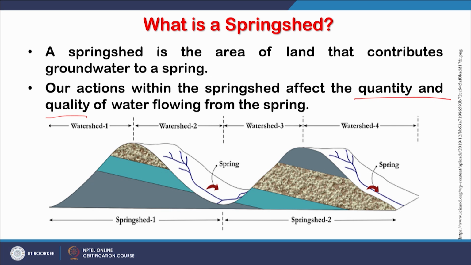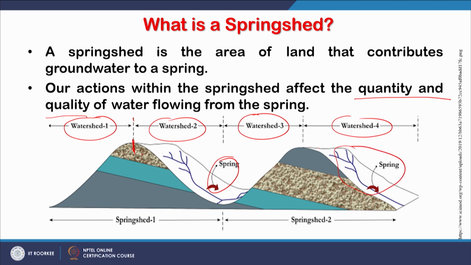For example, here, if I take this is ridge, then this is watershed 1, this is watershed 2, this is watershed 3 and this is watershed 4. And in all this, what you are seeing is that these rocks are providing water and there is a formation of a spring here. Similarly, these rocks are providing water and there is a spring here. But the important thing here is that two watersheds are making one springshed. Similarly, in this schematic, watersheds 3 and 4 are making a springshed.